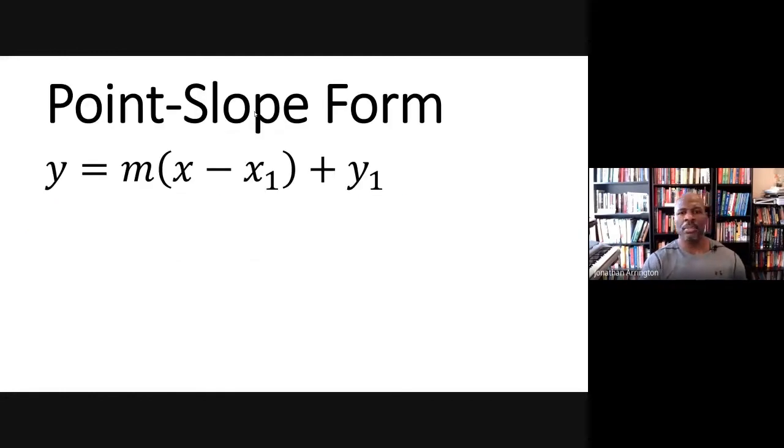So y equals m times x minus x1 plus y1. And it's, of course, a form that's used to find the equation of the line when you know the slope and you know some point x1 comma y1. Some people will have the y1 on the other side and have it y minus y1 equals. Of course, that's the same thing, just a different location for the y1. So for the tangent line equation, it's pretty much the same.